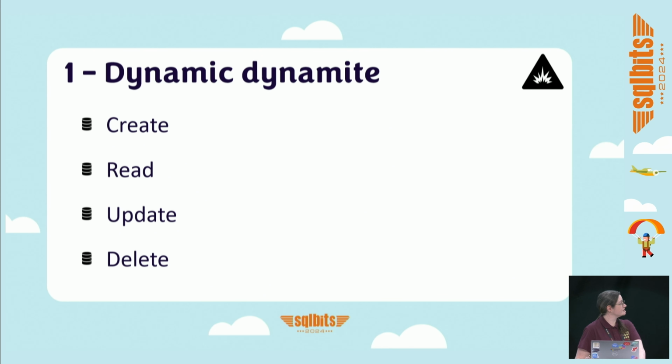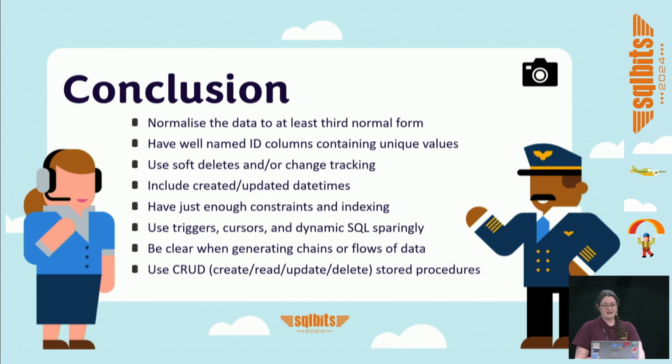And yeah, that brings us to the end of our top 10. If you're only going to take a picture of one slide, this is the one to take a picture of, because this summarizes everything. We have learned that we need to normalize our data, preferably to third normal form. We've learned to have well-named ID columns containing unique values. We've learned to use soft deletes and change tracking. We've learned that we should include created and updated timestamps. We've learned to have just enough constraints and indexing. We've learned that triggers, cursors, and dynamic SQL should be used sparingly, and that we need to be clear when we're generating chains or flows of data. And we've learned to use CRUD sprocs where we can.